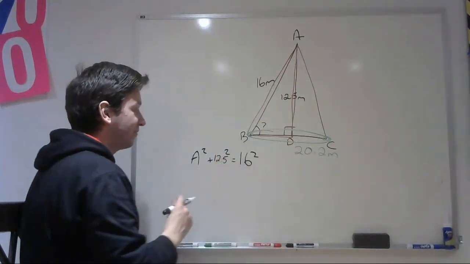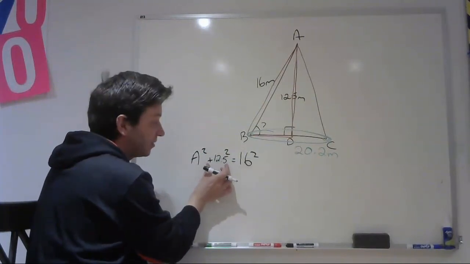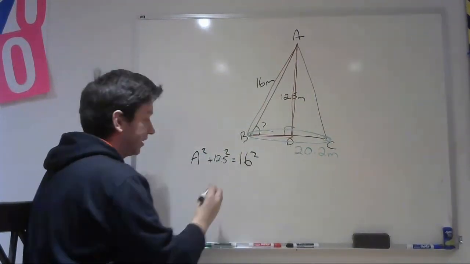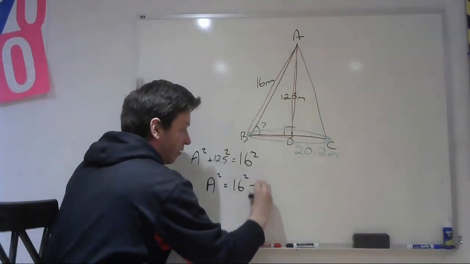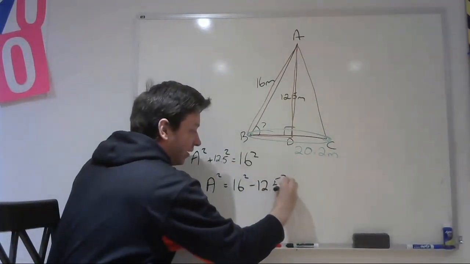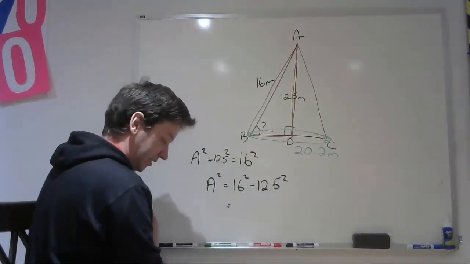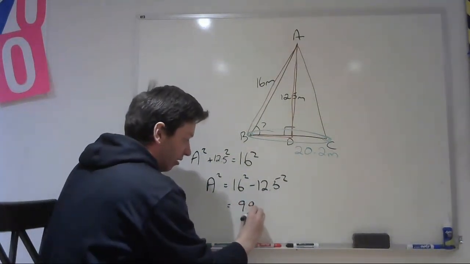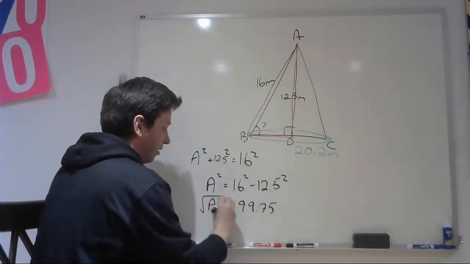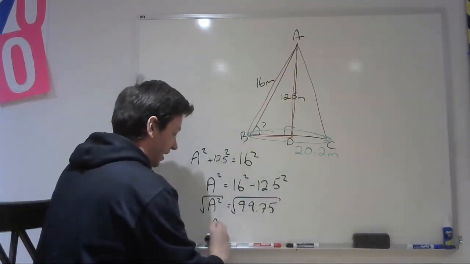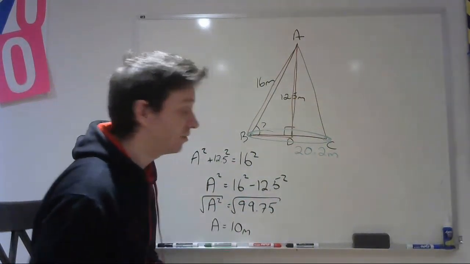If we're going to solve for A, and we're adding 12.5 squared here, we'll need to bring it to the other side by subtracting it. So A squared will equal 16 squared minus 12.5 squared. If you do that, you get 99.75, and that's A squared. So square root both sides, and we get A is about 10 meters. Now if we double that, we get 20 meters.